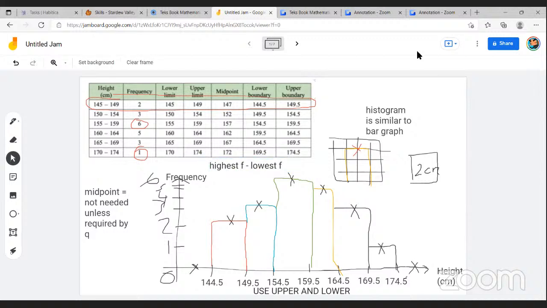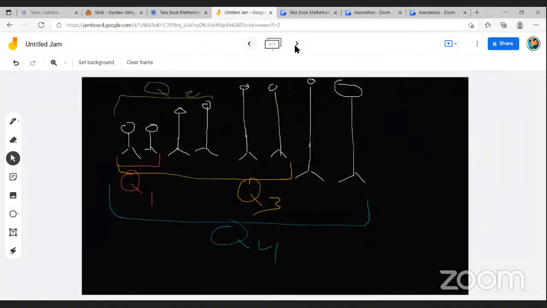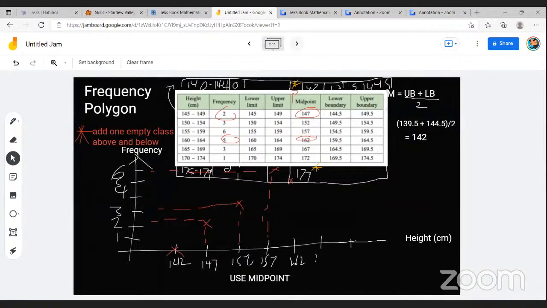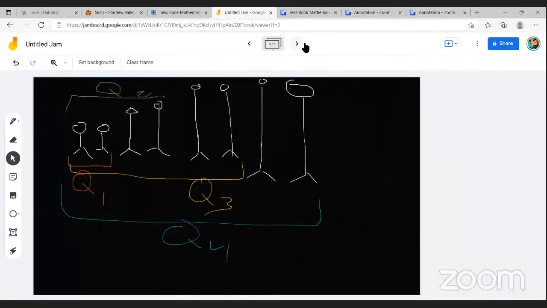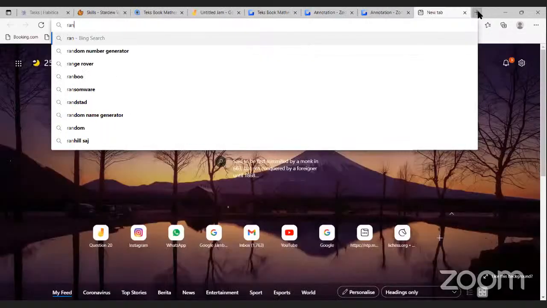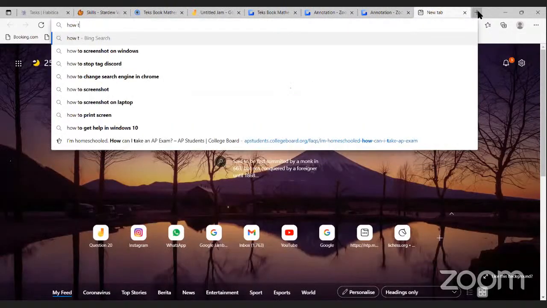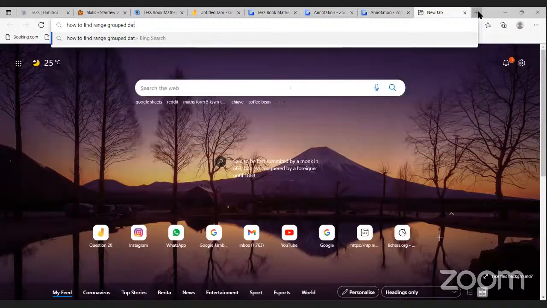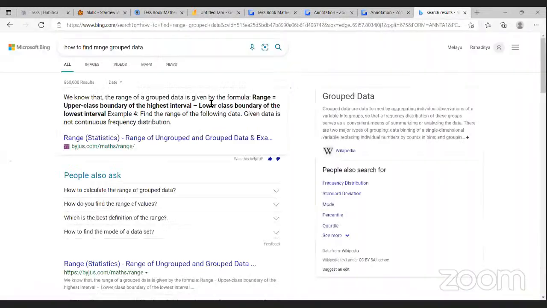Oh, okay. Yeah, I think it's highest, but I don't think you write it as 1 to 6. Wait, let me check. Range. How to find range? Group data. Just to make sure. Okay, never mind. I am dumb. Sorry, it's not what I was thinking.